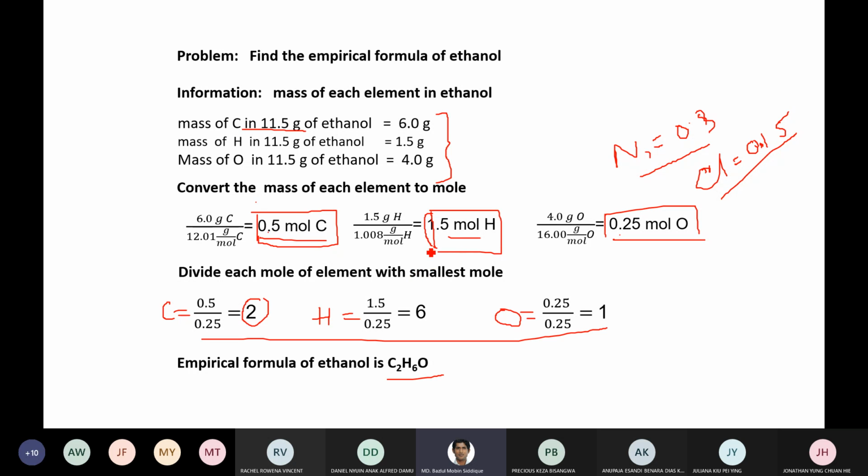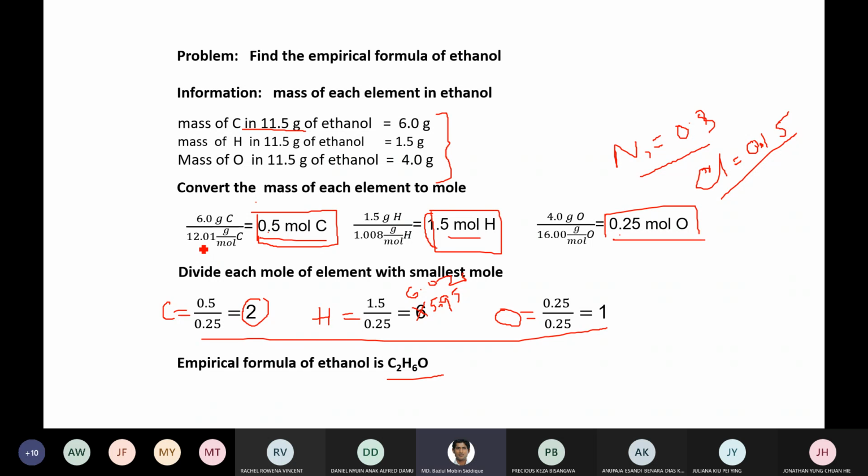Now you may ask, what if we had not 6 but 5.9? What if we had 5.95 or 6.012 or something like that? We should round it up or down to the simplest number.